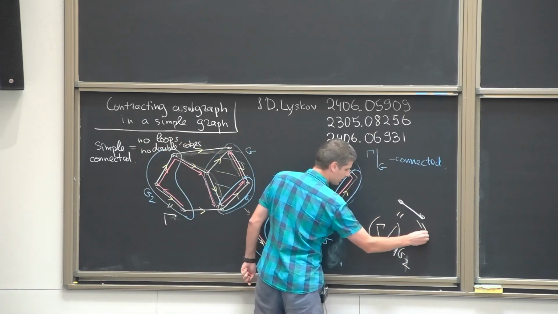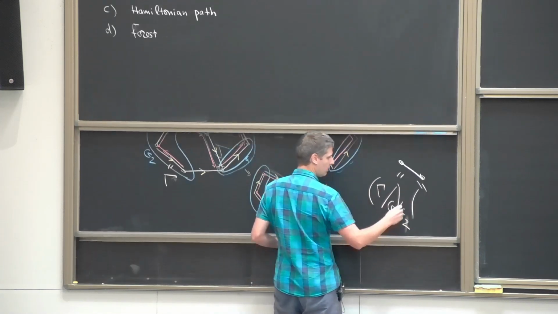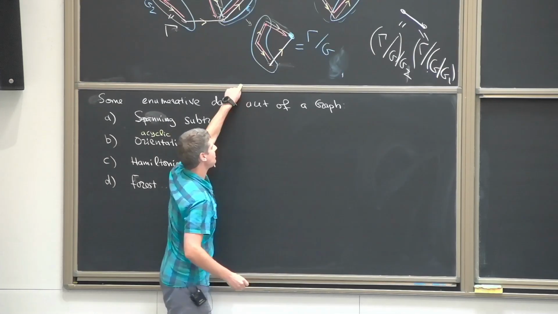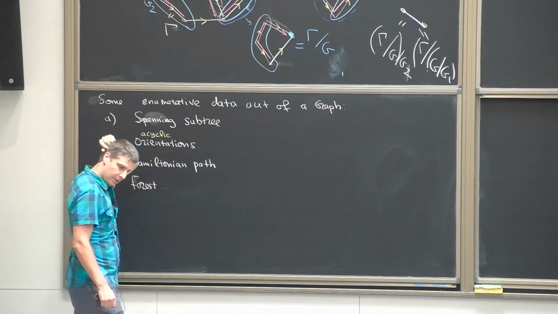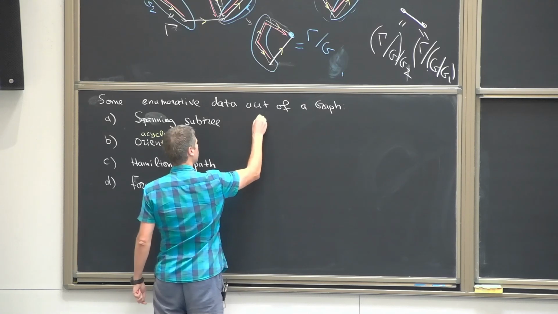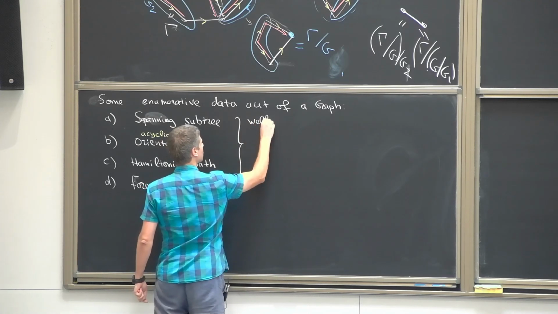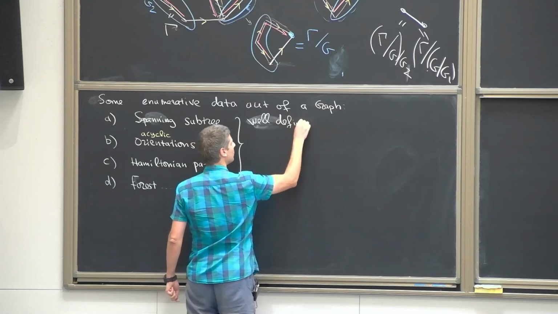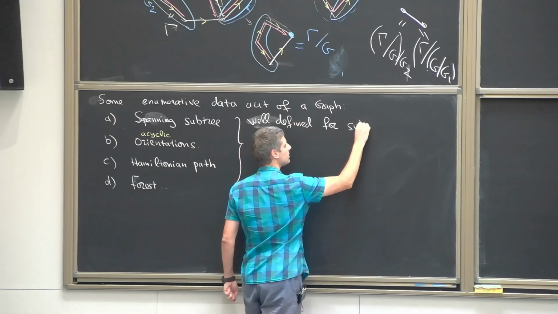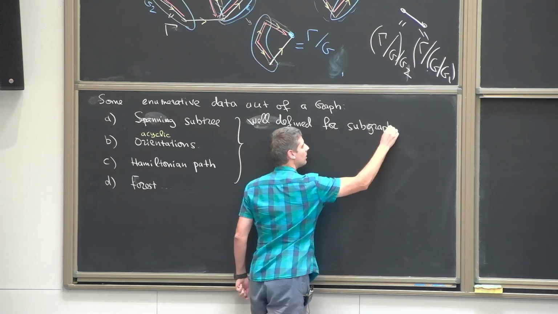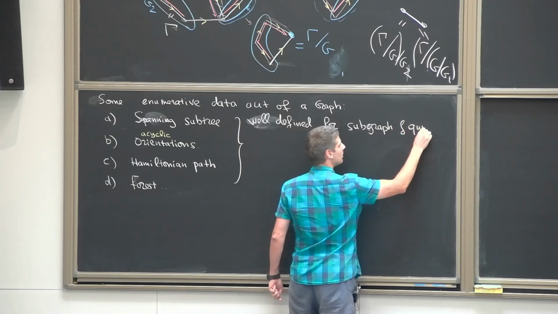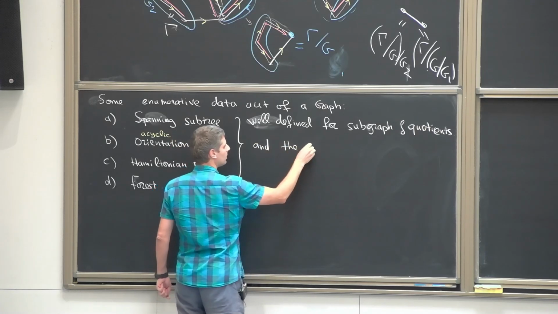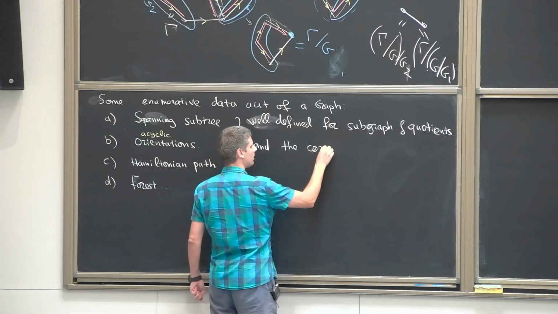But look, this is the same, so I can put the brackets the other way around. I can say that this is gamma mod G mod G1. So the meaning of this story is that these all are well defined for subsets, subgraphs, and quotients, and the corresponding operations and the corresponding maps are associative.